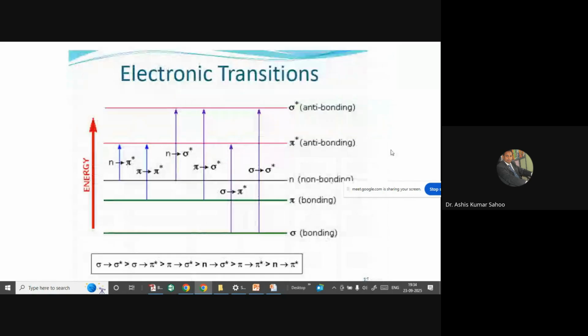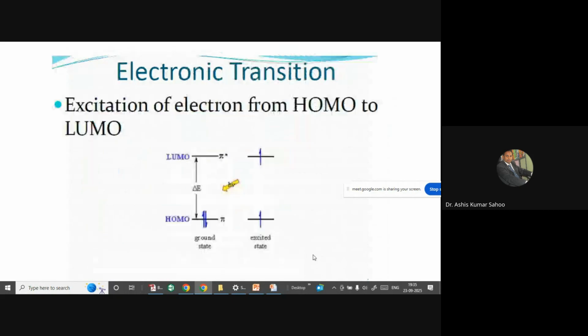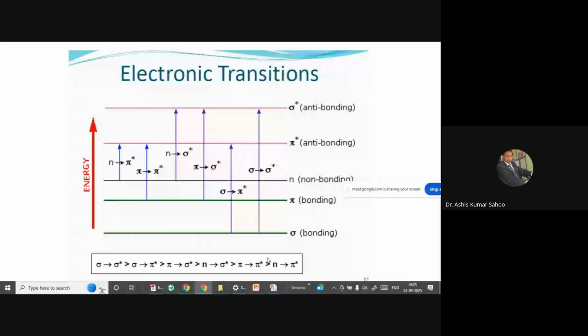If we look at the electronic transitions, among six, four are possible. So which has more energy? The sigma to sigma star transition has more energy. Then we have sigma to pi star, then pi to sigma star, then n to sigma star, pi to pi star, and n to pi star. So we have a different energy for each. Sigma to sigma star has more energy.